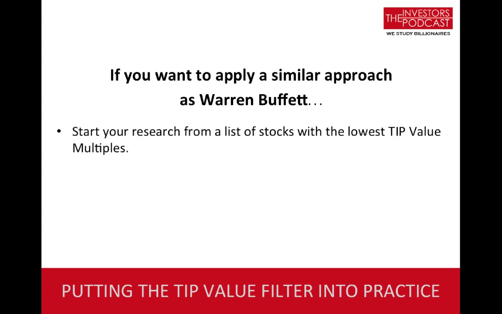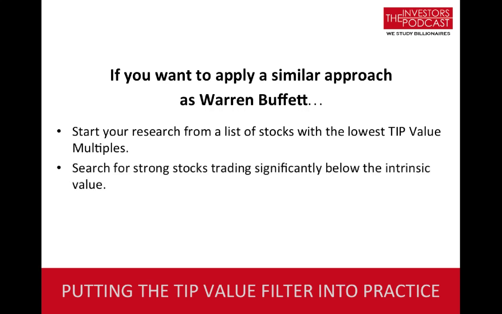If you want to apply a similar approach as Warren Buffett, I would recommend that you start your research from a list of the stocks with the lowest TIP value multiple, or clearly any other screener or filter you feel comfortable using. Whatever list you start with, you should, as the next step, implement the teachings you have been taught throughout this course and start searching for strong stocks trading significantly below the intrinsic value. What you'll quickly realize is that you'll find an overlap between the stocks with the highest intrinsic value compared to the price and those with the lowest TIP value multiple.